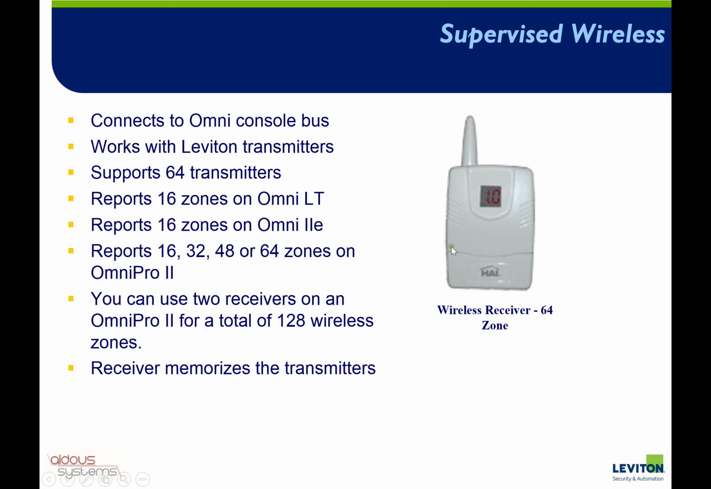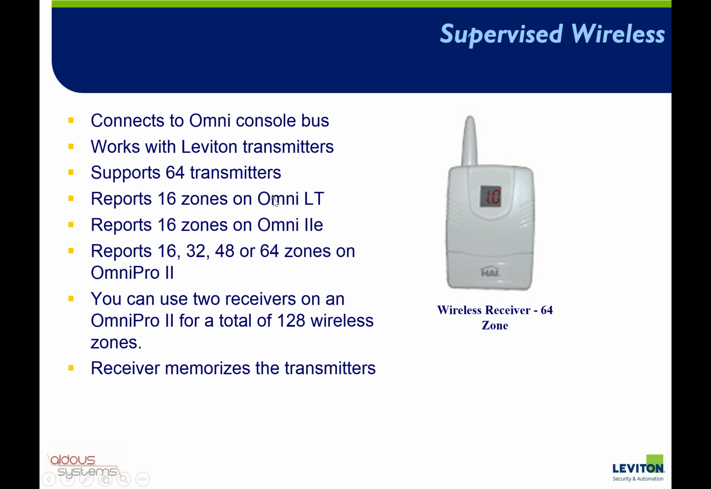So I can have 2 of these on a Pro to increase my signal coverage, or I can have 2 of these on a Pro to double the number of sensors, because each one of these will support 64 wireless sensors. If I have 2 of them on a Pro, I can then have 128 wireless sensors. So I can have a lot of wireless sensors in a very large system here.